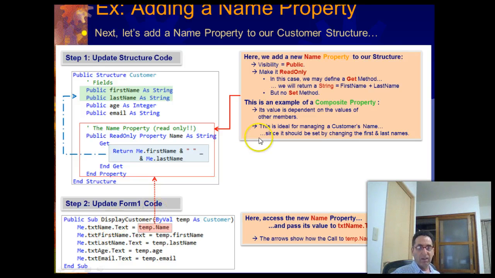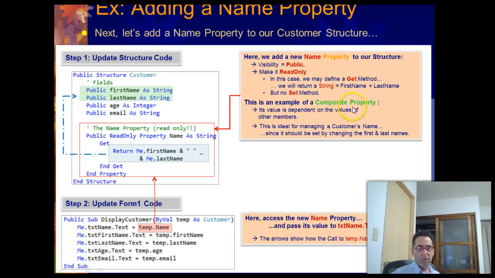Okay, so let's read what he says. Here we add a new name property to our structure, and the visibility is public, but we make it read only. In this case, we may define a get method. We will return a string equal to first name plus last name, but no set method. So we're not allowing it to be set.